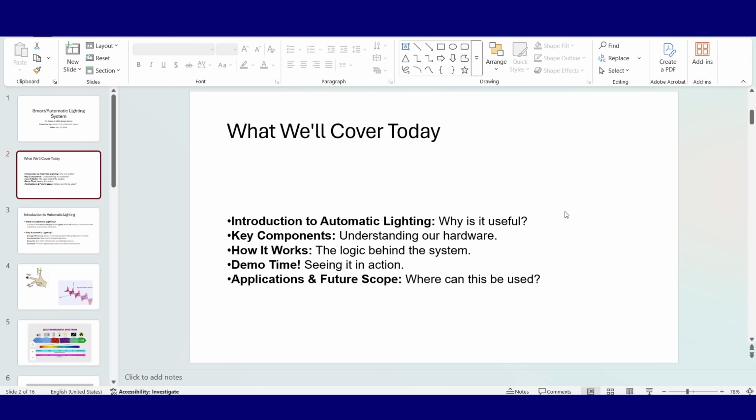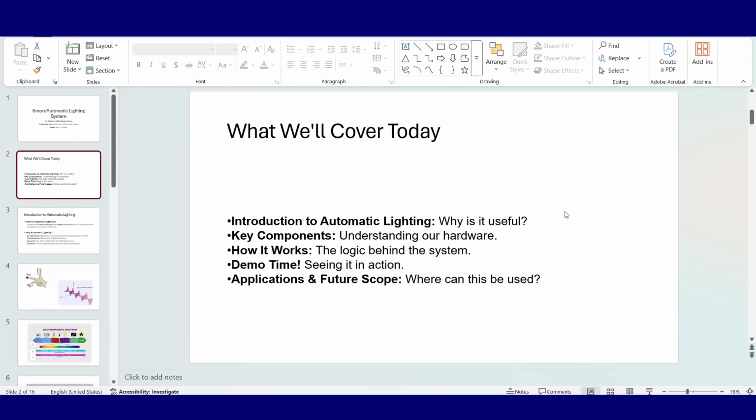And the third case is, suppose you want to turn on the light for a particular key on the remote control, then how to do it? So all these 3 cases we are going to discuss in the demo session. And finally, we will discuss applications of this automatic lighting system and how better we can improve this than the existing one. So without any further ado, let us start.